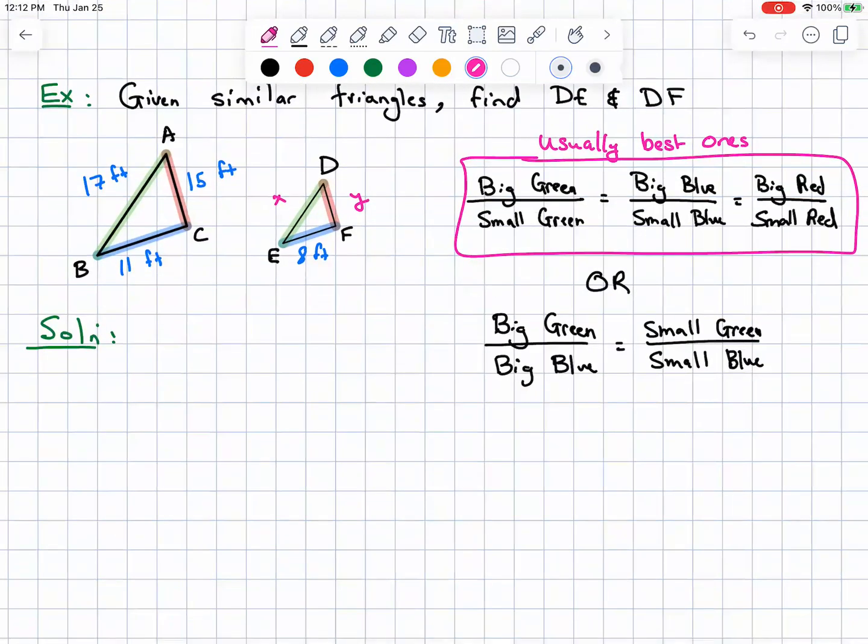So if we want to find DE, we'll do big green over, do you want to do small green on top or small green on bottom? Doesn't matter to me. Small green on bottom.